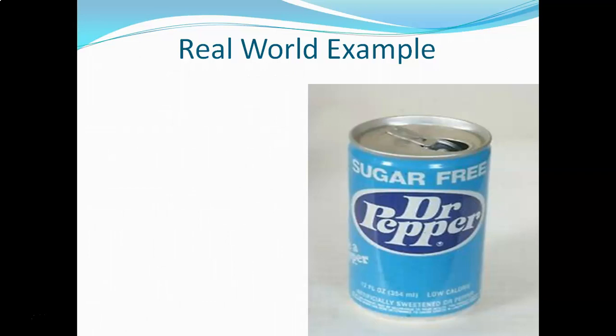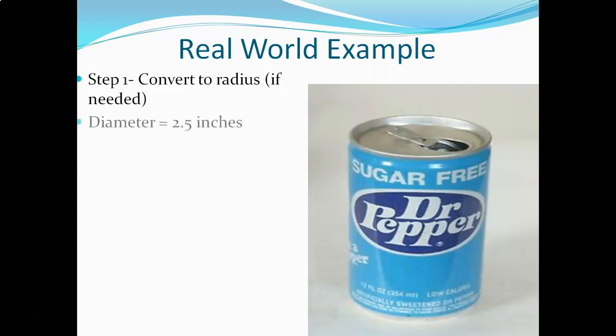So let's solve for the volume of this cylinder. Step 1, you need to convert to radius if needed. Sometimes they're going to give you a diameter, sometimes they're going to give you a radius. Now this time they gave us a diameter of 2.5 inches. So how do you make a diameter a radius again? You divide by 2. 2.5 divided by 2 is 1 1/4, or 1.25. I'm going to use 1.25 inches as my radius.